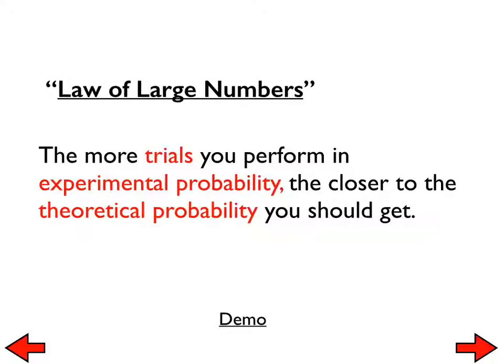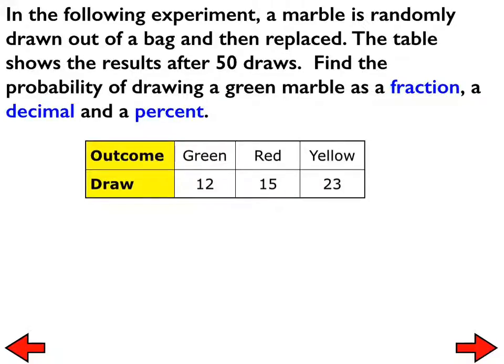All right, so we're going to continue on with some experimental probability, but we're going to use some strategies that we dealt with in the first couple of lessons. So let's go on here. So the next problem, it says, in the following experiment, a marble is randomly drawn out of a bag and then replaced. The table shows the results after 50 draws.